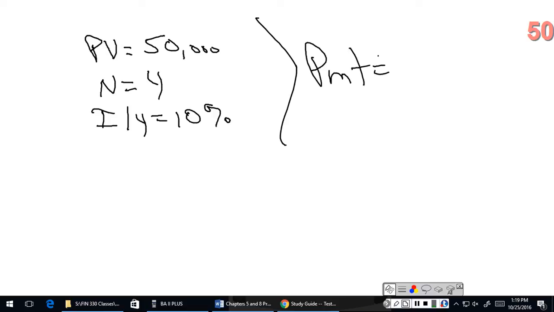And we're looking for the payment. If you go through this, the payment should equal, and I'll work through it on my calculator, $15,773.54 per year.